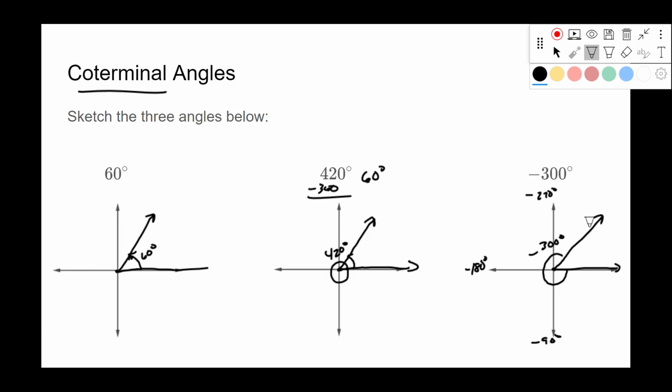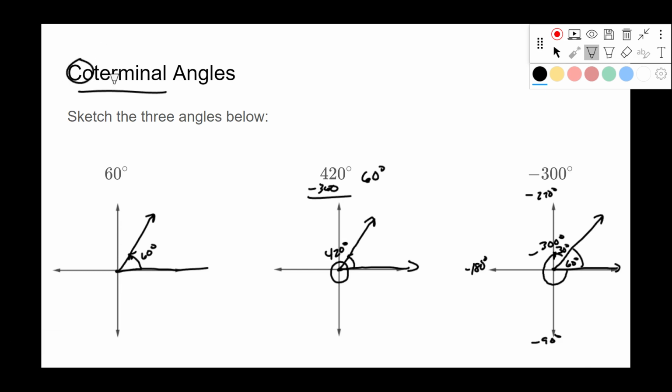Now, if you look at all three of these angles, what you hopefully can see is they all end or terminate in the same place, right? 60 degrees, 420 was all the way around, then another 60 degrees, but that puts you at the same place that you were for 60 degrees. And negative 300, well, negative 270 is up to here. You have to go 30 more degrees to get to negative 300. That means that this angle here would be 60 to fill out the 90. So they all end up in the same place.